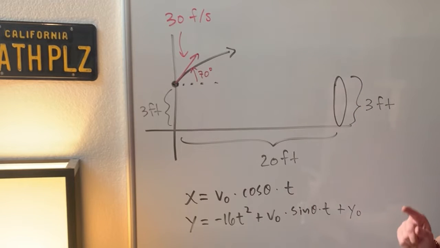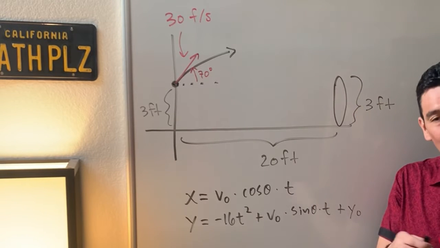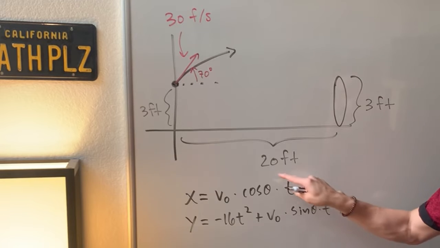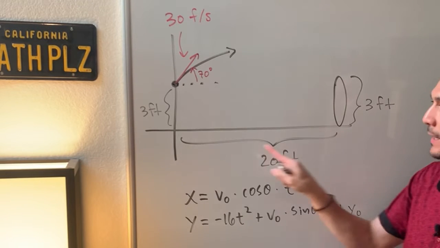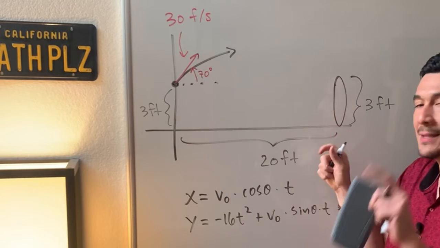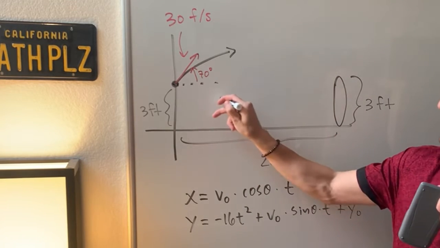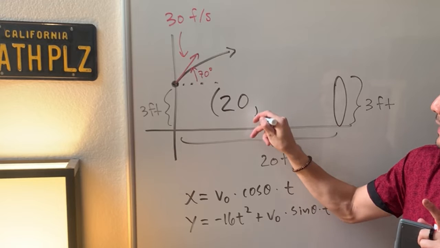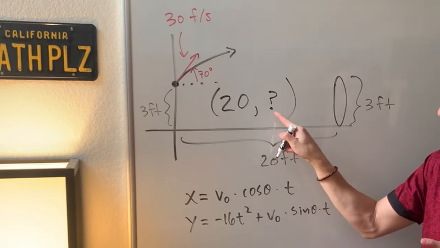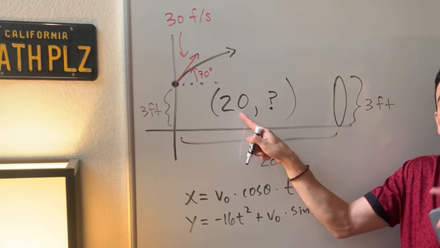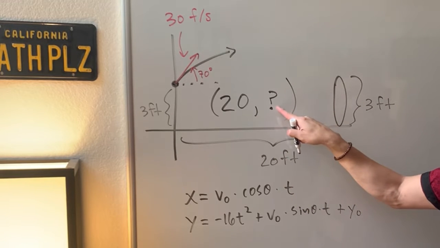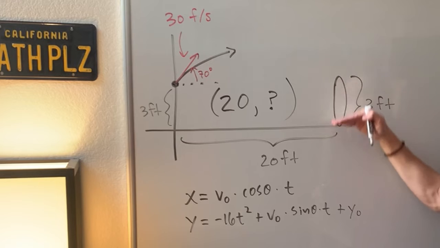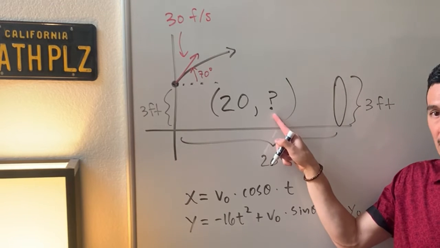It all depends on what your y coordinate is when your x coordinate is 20, because the dartboard is 20 feet horizontally away from you. So what you have to do is find the y coordinate that goes with an x coordinate of 20. And this y coordinate will be compared with this. So let's find the y coordinate.